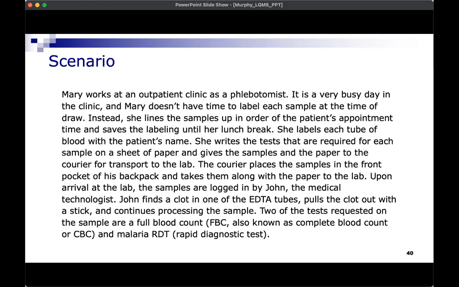Also, what if he gets in an accident on the way to the lab on the motorbike and the samples go flying out in the middle of the street? That could be really dangerous, obviously for John, and for other people. You could then have patient information flying around out there. So just putting them in a backpack is really not a very safe way to transport samples.